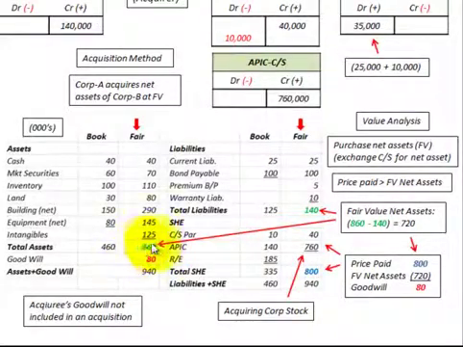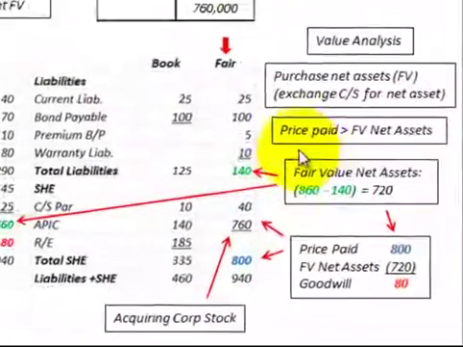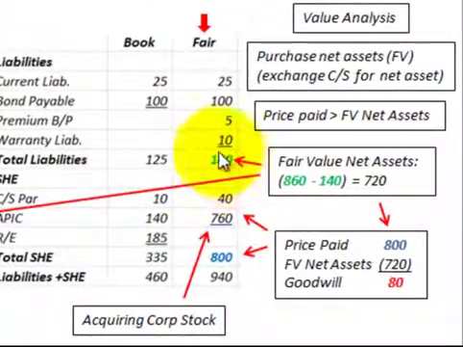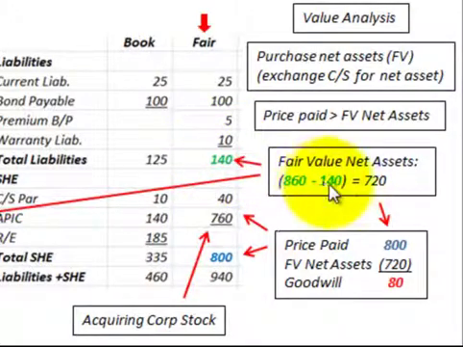To determine the fair value of the net assets, we've already determined that by looking at the $860,000 of total assets at fair value, and then subtracting the fair value of our total liabilities of $140,000. So we have $720,000 of fair value for our net assets. And because the price paid is greater than the fair value of the net assets received, there's goodwill involved.